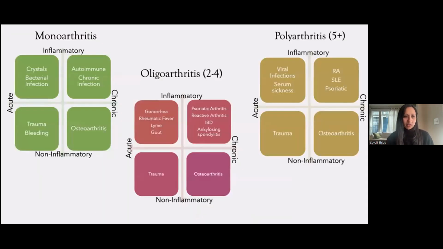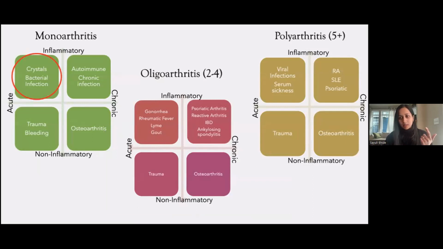Another way to do it, and I'm not going to go through this whole diagram, is to approach it by number of joints. So 1 is monoarthritis, 2 to 4 would be oligoarthritis, and 5+ would be polyarthritis. This schema is not perfect because autoimmune diseases don't follow the rules, but in general, you can use it to narrow the differential. And in our patient who had acute inflammatory arthritis of one joint, based on the schema, you can quickly narrow your differential to crystals and septic arthritis.